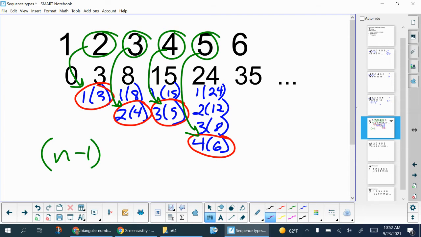Then I can go back and look at the other number. So how do I get from 2 to 3? How do I get from 3 to 4? How do I get from 4 to 5? How do I get from 5 to 6? Well, that's always one bigger. So I've got a factor of n plus 1.